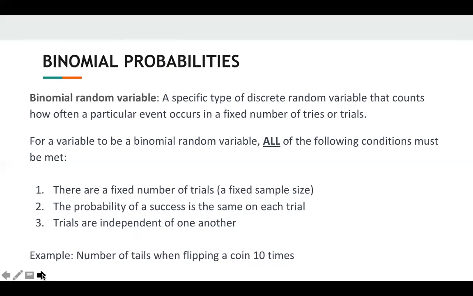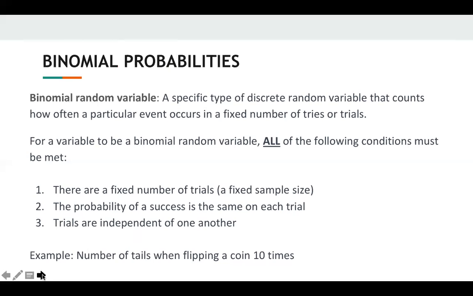So no exceptions. The first condition it must meet is that there is a fixed number of trials, or a fixed sample size. The second is that the probability of success must be the same on each trial. And the third is that trials are independent of one another.